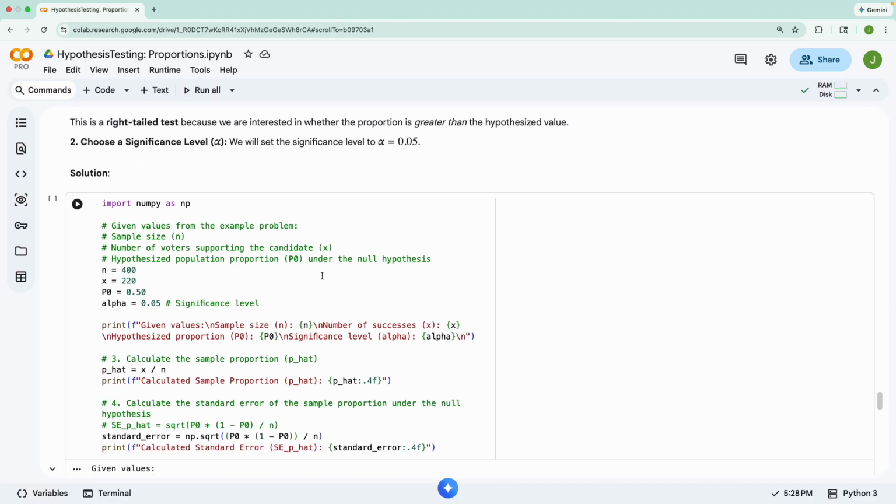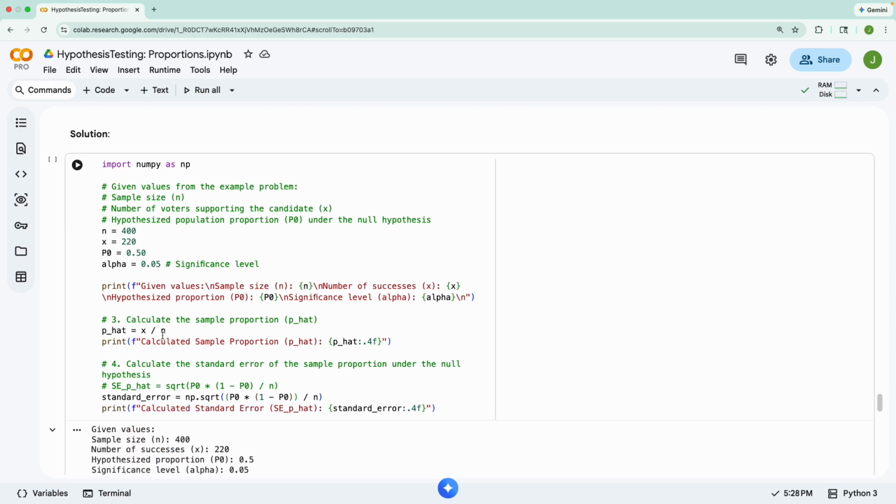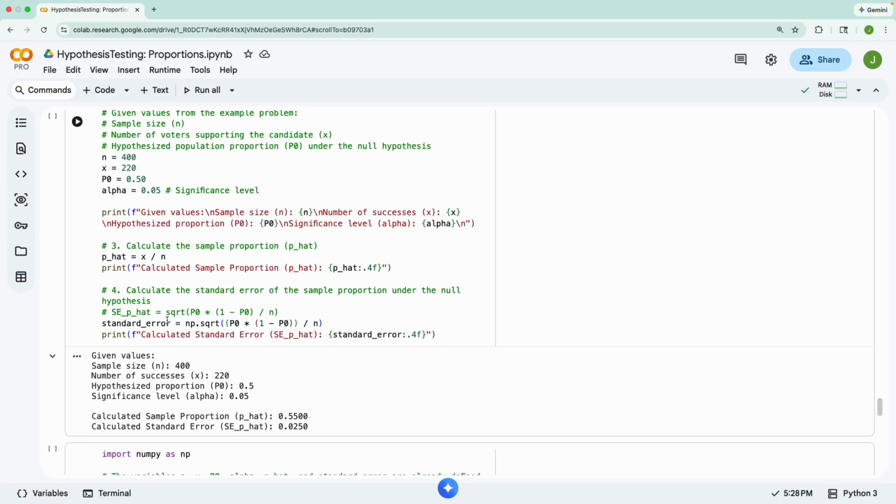And then we're just going to input all the information. N is 400, observed successes is 220 out of the 400. Our null hypothesis proportion or population probability is 50%. Our significance level is 5%. So we calculate our test statistic, we calculate the standard error of our test statistic. So we have all this information.